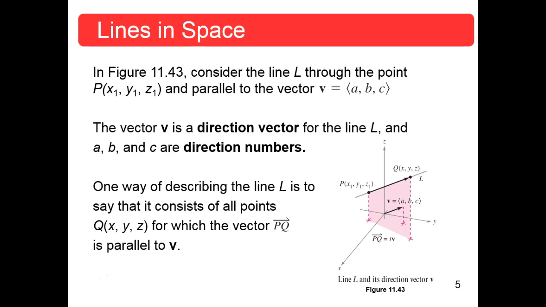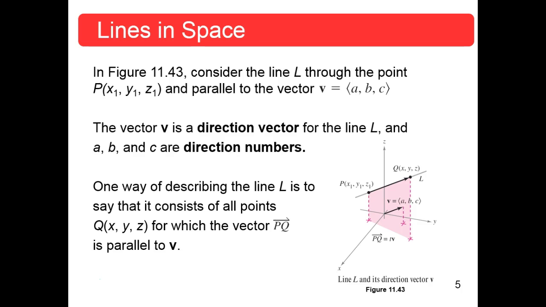Now they draw the ABC as coming out of the origin, so let's have it there. So this is parallel to it up here, going through that point right there. It's not on that vector, okay? So the vector V is a direction vector for the line L, and the A, B, and C are direction numbers for the line L, because that's your direction vector, okay? Now that's an interesting kind of concept here, okay? One way of describing the line L is to say it consists of all the points Q, X, Y, and Z, there's Q on that line L, for which the vector PQ is parallel to the vector V.